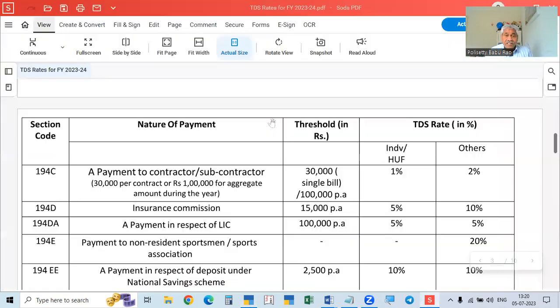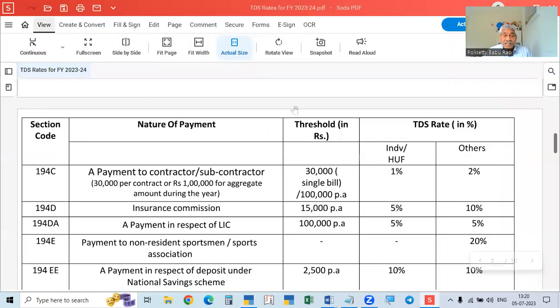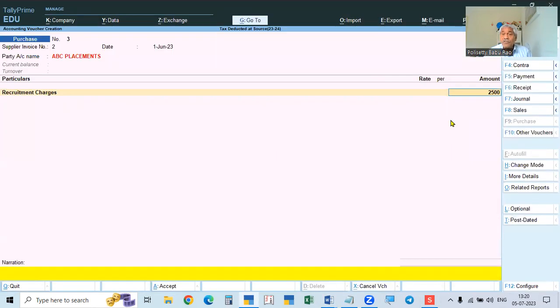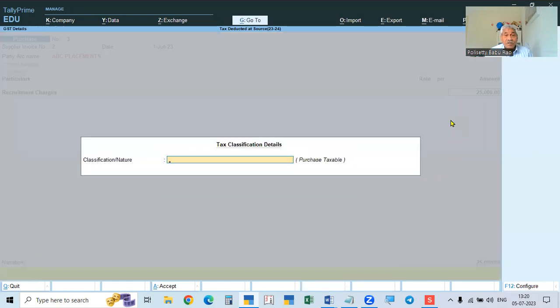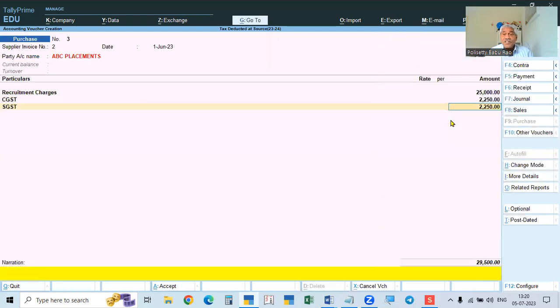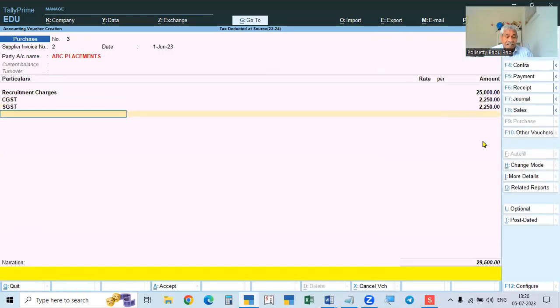And the services, the same recruitment services. The amount is 25,000, and then payment to contractor, purchase taxable, CGST, GST. So completed. Now we have to deduct the tax. Can you deduct? Because the taxable amount is less than the limit, it will not deduct. But you have to check whether it is deducting or not.